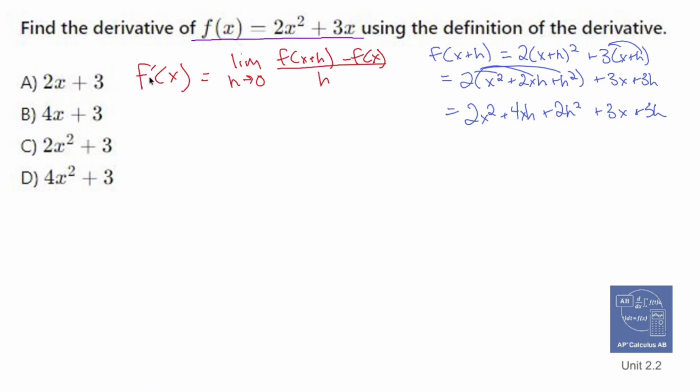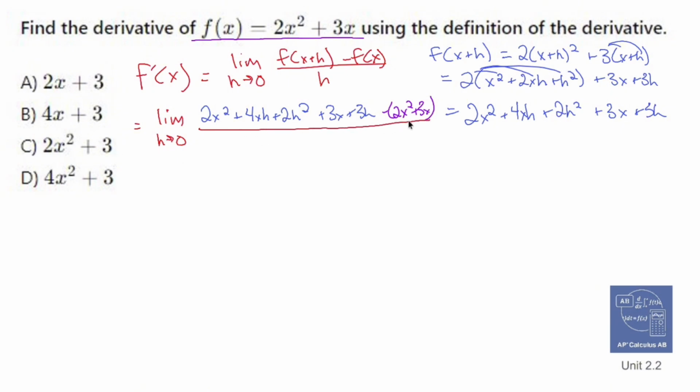So what I'm going to do is rewrite this guy out, okay? The limit as h approaches 0 of f of x plus h, so I'm going to write that in blue. That became 2x squared plus 4xh plus 2h squared plus 3x plus 3h minus f of x, which I underlined in purple, so minus 2x squared plus 3x, close that, all over h, like that.